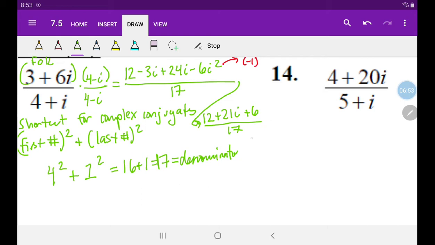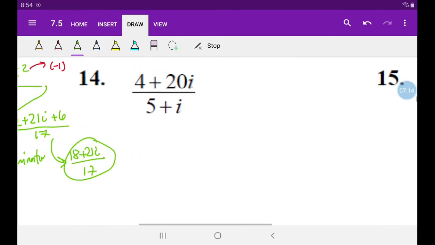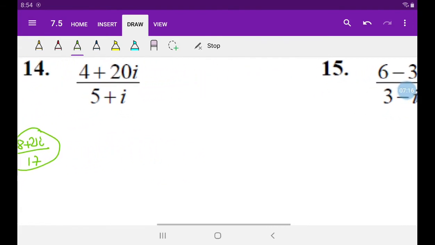Okay, so one more step here. So we know 12 plus 6 is 18, and then we have plus 21i. And this is all over 17. Okay, so that's the best way you can write your answer, 18 plus 21i over 17. So let's go on to number 14.